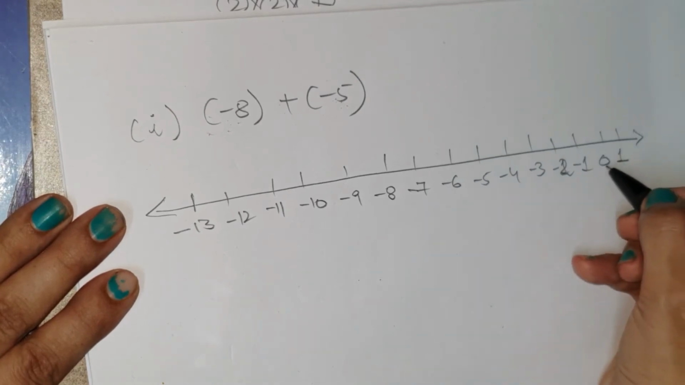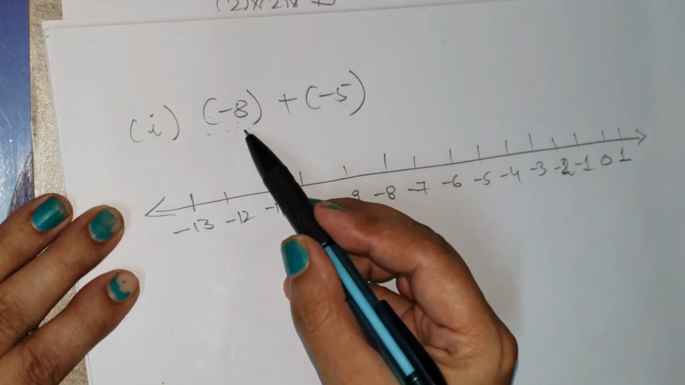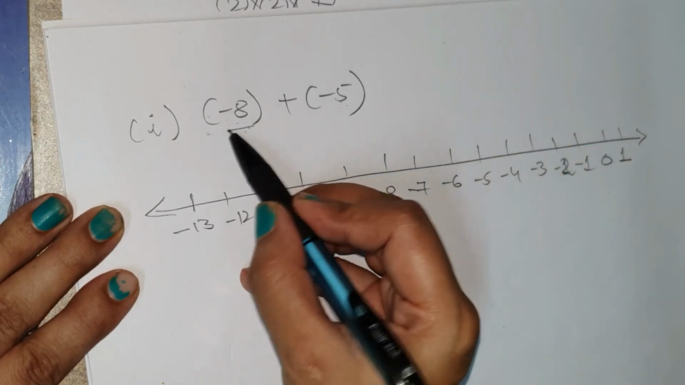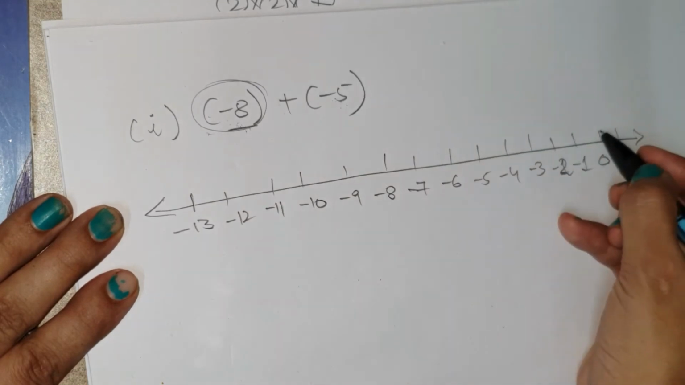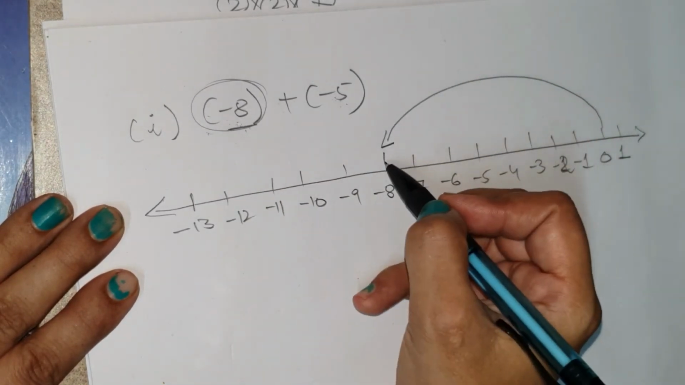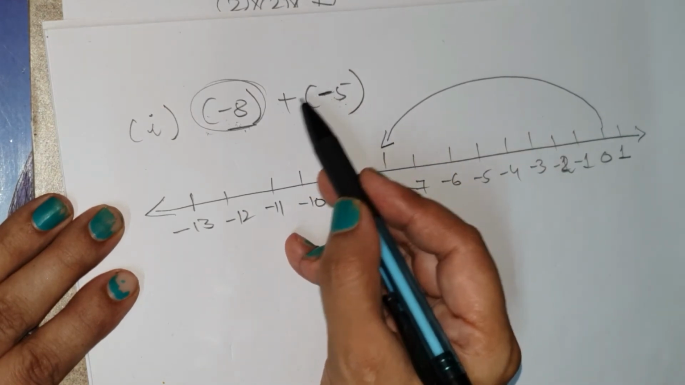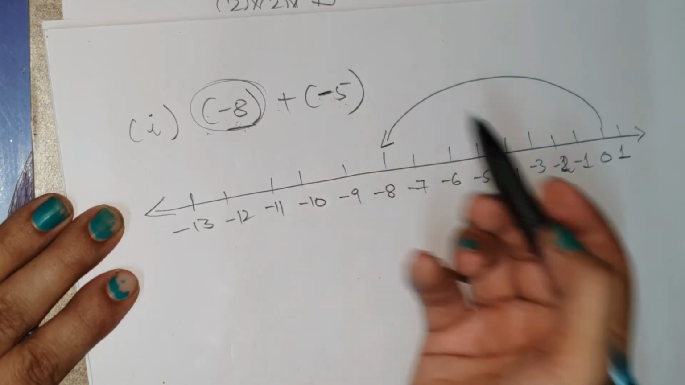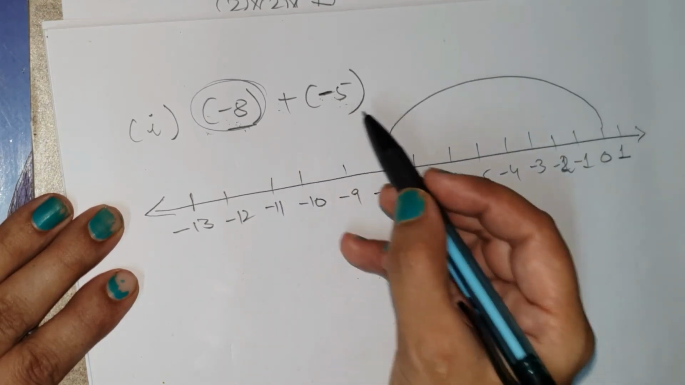Okay, so from 0 I will start and from 0 I have to jump to -8 firstly, because my question is starting from -8. So from 0 I am jumping to -8, right? And from -8 I have to move towards the minus sign only. This is plus, this is minus. So plus minus gives you minus only. So you will move towards the minus side only, that is towards the left hand side, 5 steps.